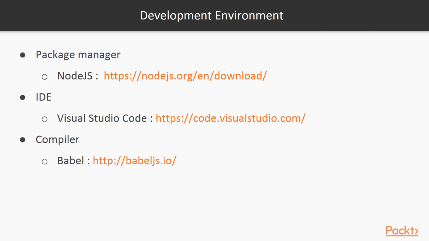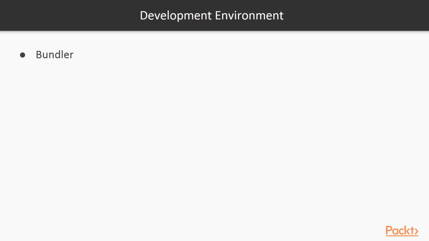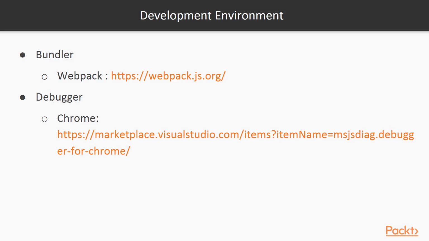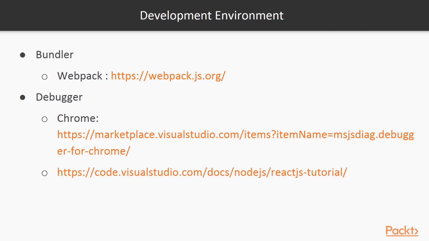Babel is the compiler which converts React.js to something that the browser can understand. And then we will use the bundler. We are using Webpack. Webpack is a tool which bundles all your view assets like CSS and JavaScript files into a single file, and it uses Babel internally. All right. Now for the debugger, I'm using the debugger related to Visual Studio Code, my IDE. By clicking on it, you can install the debugger for Visual Studio Code. And if you want to look at the Visual Studio Code documentation on using React.js and how to debug it, you can go to this link.